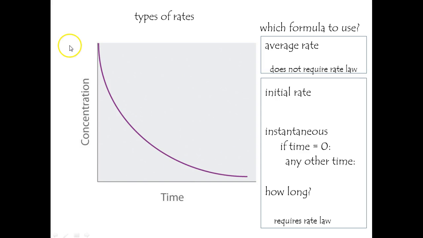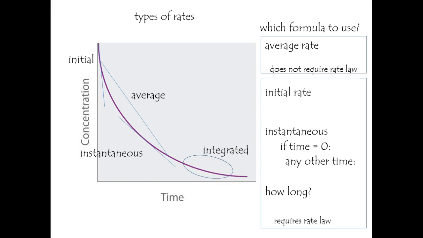Here it is presented in a different scheme. There's an average rate. There's an initial rate, which is instantaneous since it's tangential at time equals 0. There is an instantaneous rate at right about that time right there. And if you wanted to generate this whole curve over this point, that would be an integrated rate. So all of them have their uses.